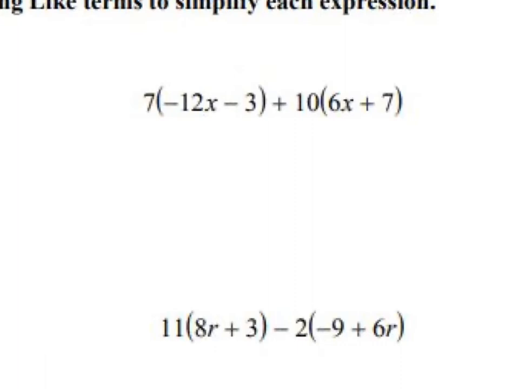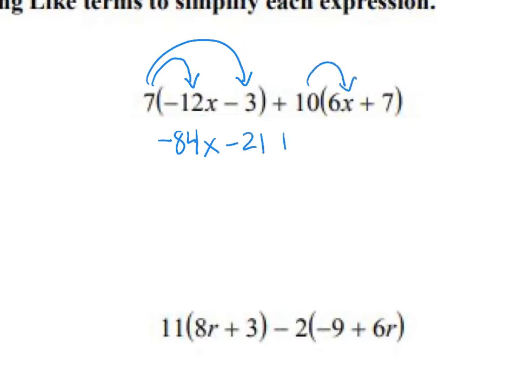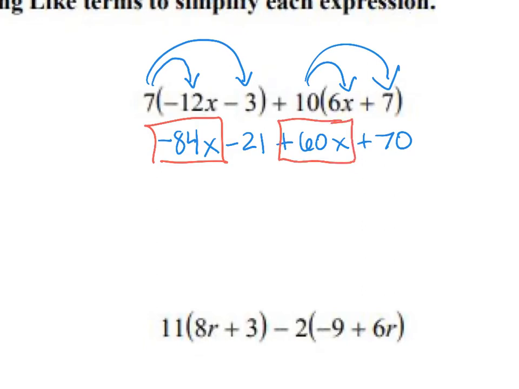And you would say, okay, now once I've paused it and come back, 7 times -12 gives me -84. Good chance to practice our vocabulary, like basic math facts that I know you have. -84x minus 21 plus 60x plus 70. Like terms, -84x plus 60x. You have a -84, positive 60. So 84 minus 60 gives you 24. Keep the sign of the bigger number, which would be negative. So it's -24x. Good chance to review positives and negatives.